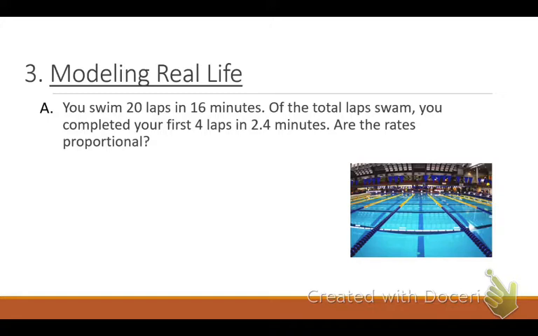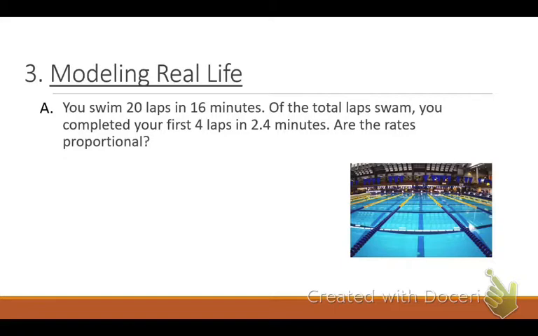All right, for this modeling real life problem, it tells us that you swim 20 laps in 16 minutes. Have any of you guys ever competitively swam before? All right, back in high school, I used to be on the swim team, okay? So this is realistic. 20 laps in 16 minutes. Of the total laps that you swam, you completed your first 4 laps in 2.4 minutes. Are the rates proportional? Remind me again, what does proportional mean? Equal. Equal, okay? Are those rates equal to each other?